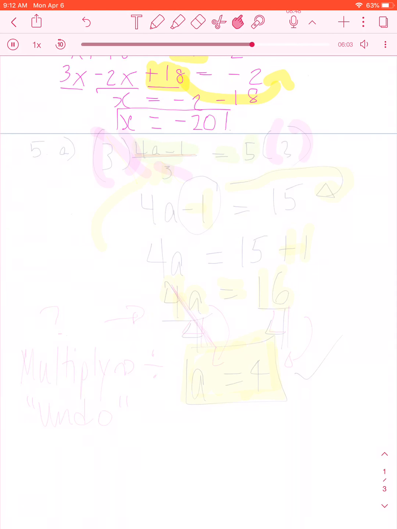Okay, so your original equation is actually just what I'm highlighting now. And you can take a look on page 170 if you want to see it for yourself. Okay, so that's the question as it starts, which is 4a minus 1 over 3 equals 5. You want to isolate for a and figure out what a is equal to.